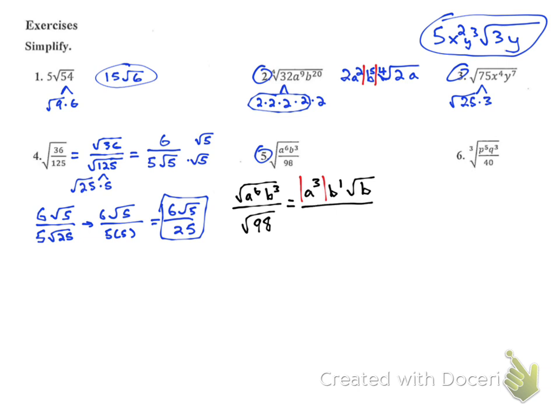The denominator, I want to simplify that. 49 and 2. 49 is a perfect square. Take out the 7. We got a 2 left in the radical. So this is a perfect example of why it's easier once you simplify, because what would we multiply by here? Square root of 2. If you do it to the bottom, you have to do it to the top. So my answer is absolute value of a cubed times b times the square root of 2b over 14.